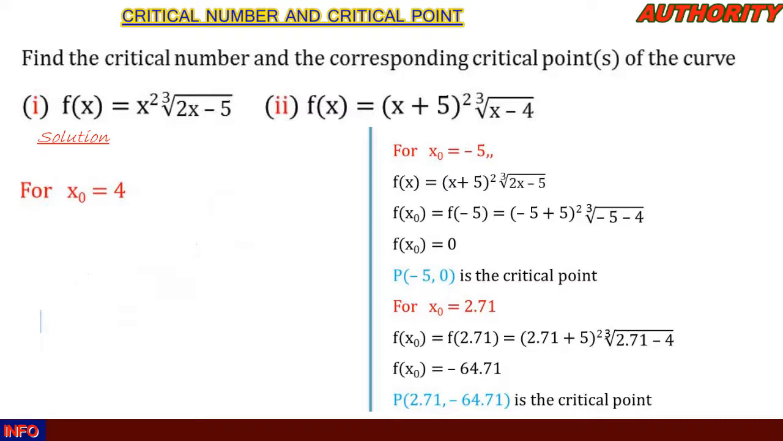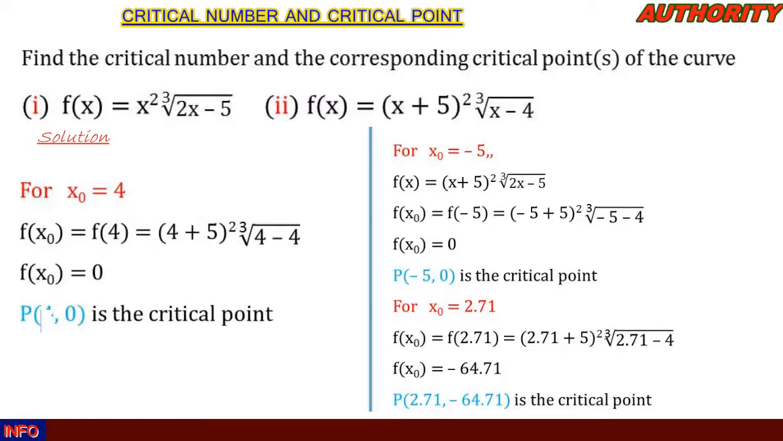Lastly, the corresponding critical point for the critical number x naught equal to 4. In the function we're going to plug in 4 to see what we obtain. f of 4 equals (4 plus 5) squared times the cubic root of (4 minus 4). When you simplify this, it's going to give us 0. So P of (4, 0) is the corresponding critical point for the critical number x naught equal to 4.